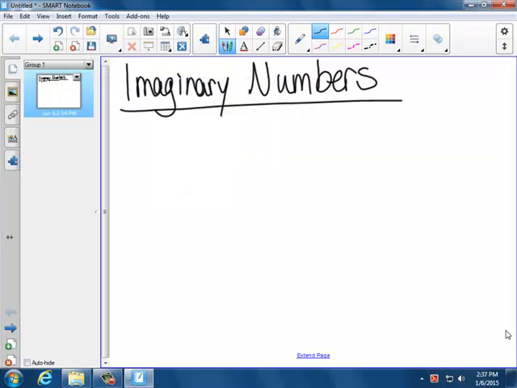So to understand imaginary numbers, we need something to go off of and a definition of what an imaginary number is. The purpose of an imaginary number is to deal with square roots of negatives. So the square root of -1 is defined to be i, the imaginary number i.